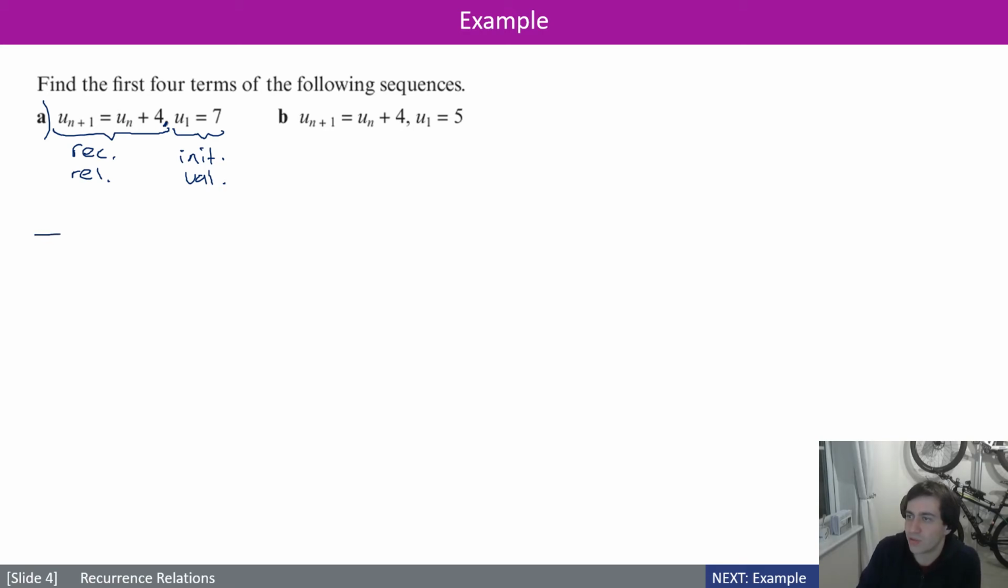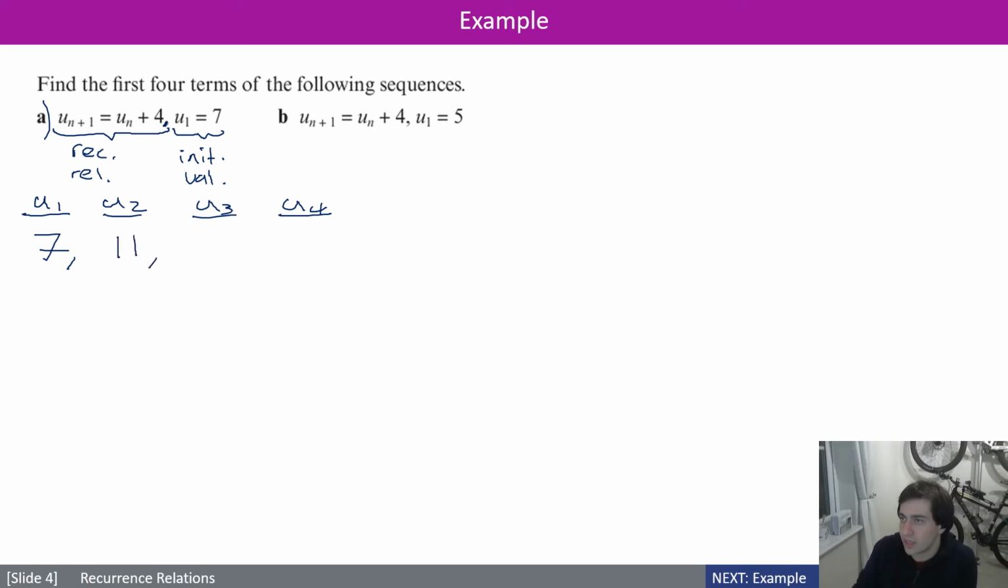So I'm going to write the initial value first. This is u1. And I'm going to be finding the first four terms. So I want u2, u3, and u4. The recurrence relation says u_(n+1) equals u_n plus 4. So I read that as the one in front is equal to where I'm at plus 4. So if I'm at 7, then the one in front is 7 plus 4. So we get 11. Make sense?